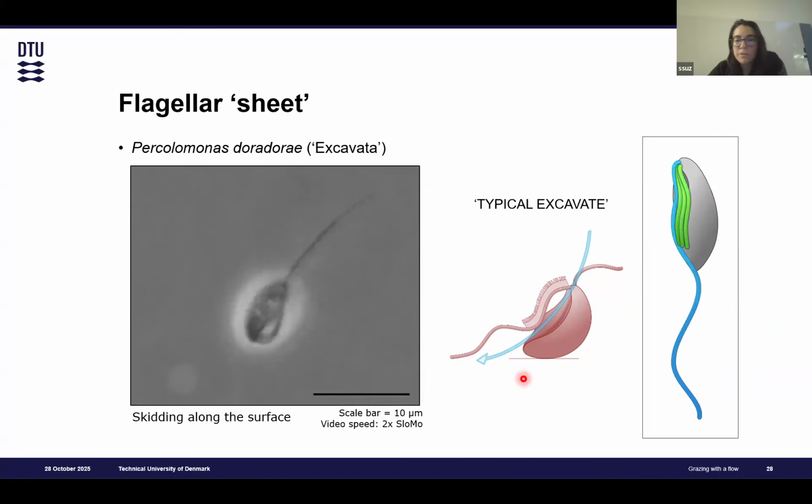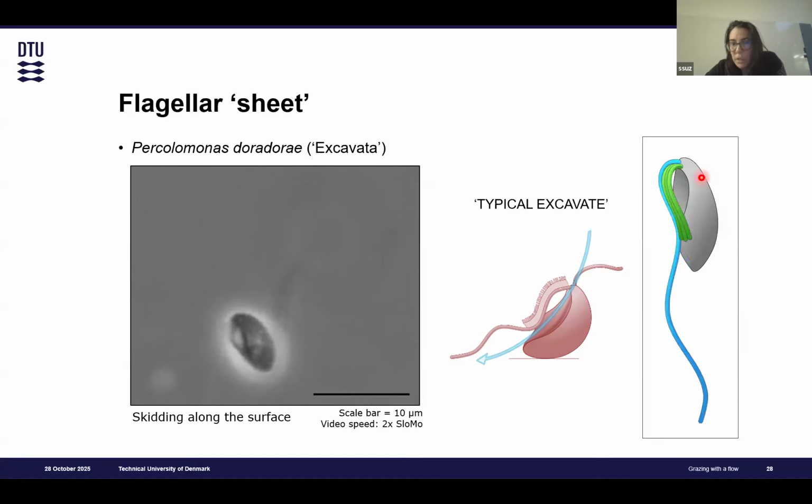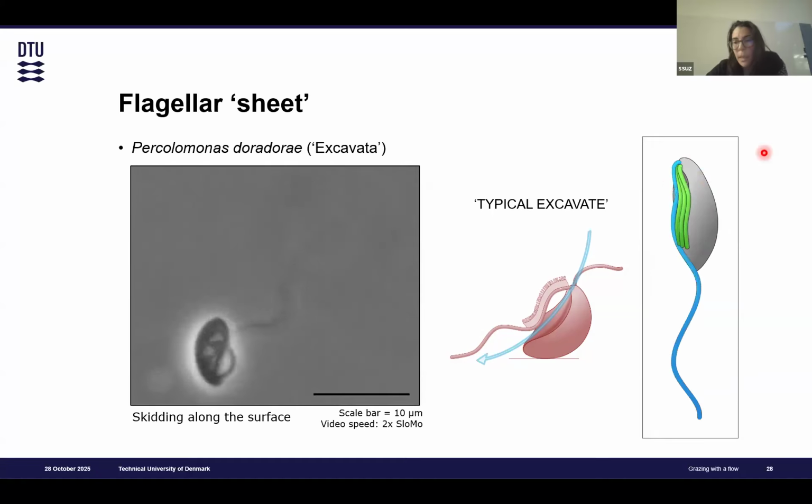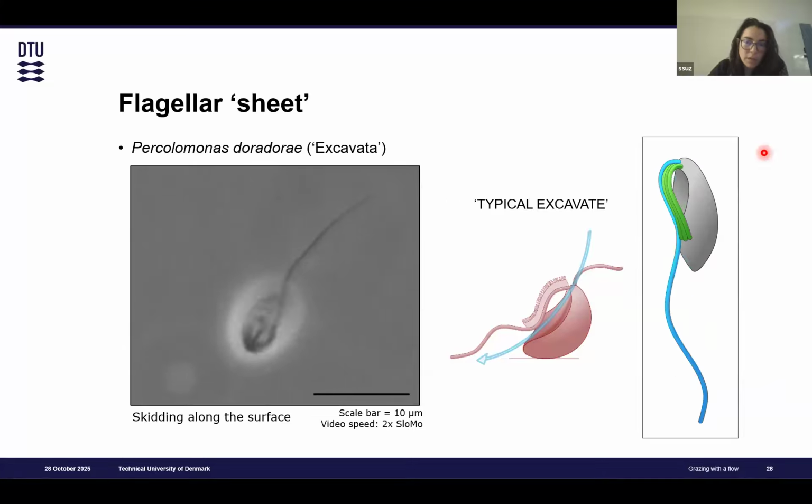The thing is that they're in the excavate group, but they do not have a vein. Instead, they had this weird configuration of the flagella, which kind of resembled a sheet. So we wanted to investigate a bit more about this, because knowing the advantages of having a veined flagellum with a groove, the absence of this vein was a bit mysterious for us.